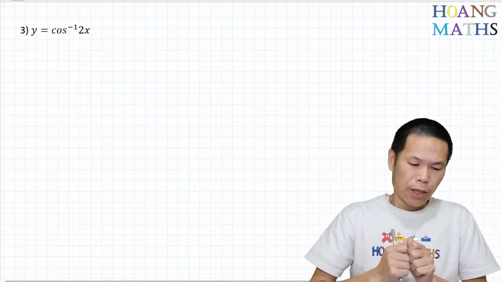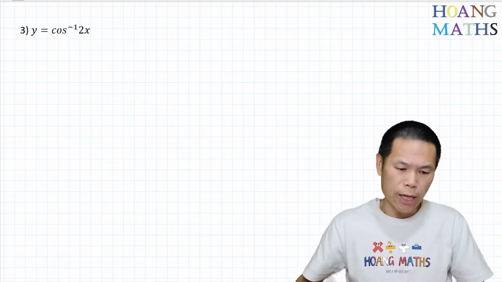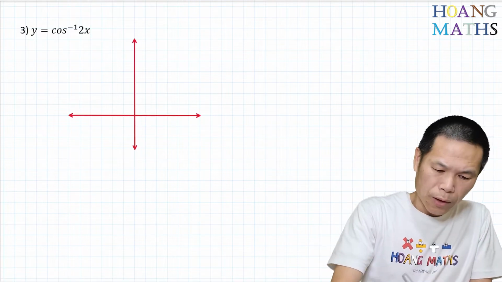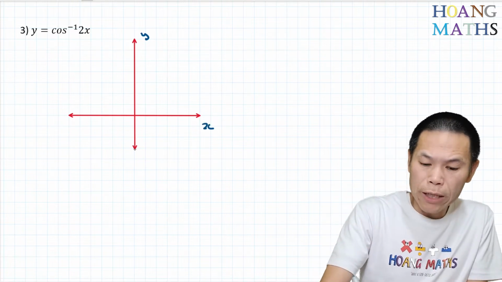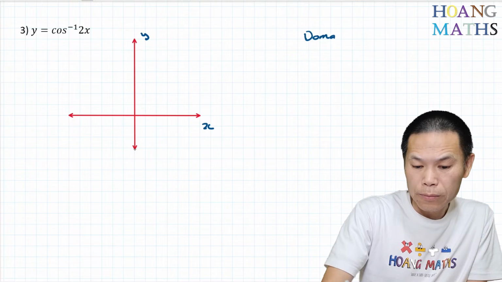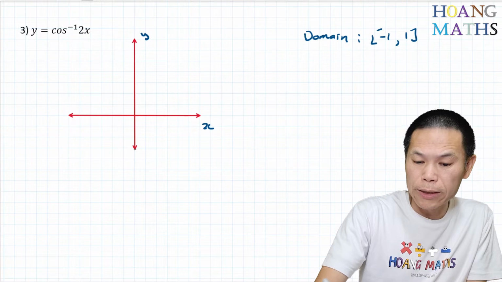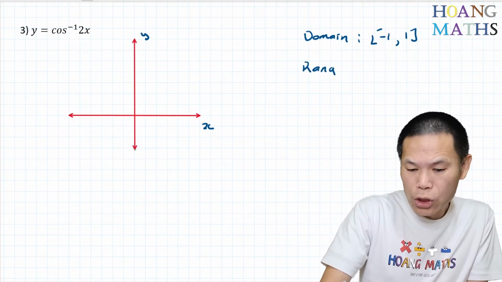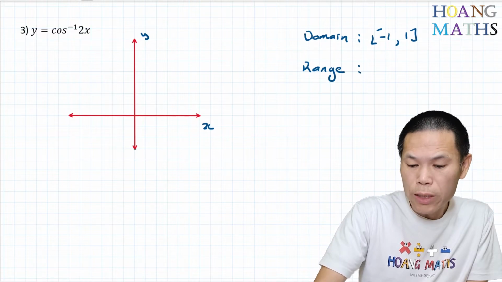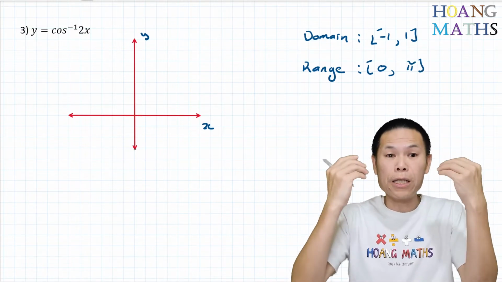Now the third one. We need to sketch cos inverse of 2x. Let me just draw the axis first. This is y, this is x. And remember, the domain of inverse cos of x is always between -1 and 1, and the range of inverse cos of x is between 0 and pi. So that is the range and the domain of inverse cos of x.